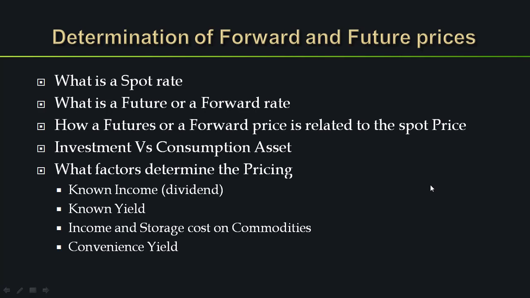Now we know that for any price determination in the market, there has to be demand and supply, which is largely the case. But if we remove the demand-supply forces from the equation for now, we just need to consider the basic assumptions by which a forward or futures contract can be priced. Let us look at what factors there are in the determination of forward and futures prices. I have a couple of factors here. Let's start with the spot rate. Spot rate is a very easy term to follow.